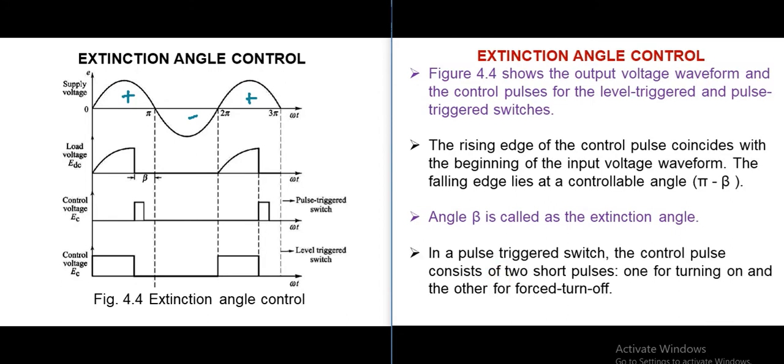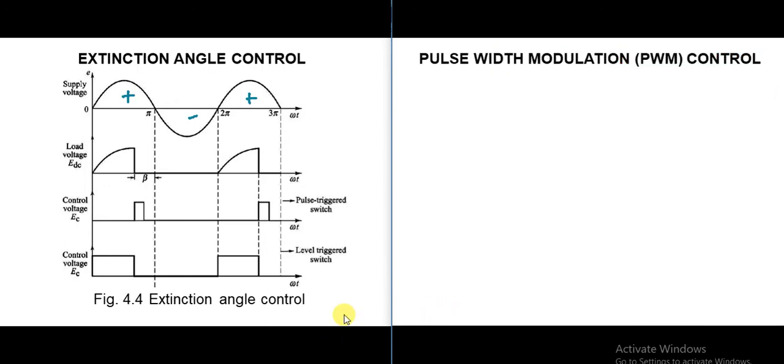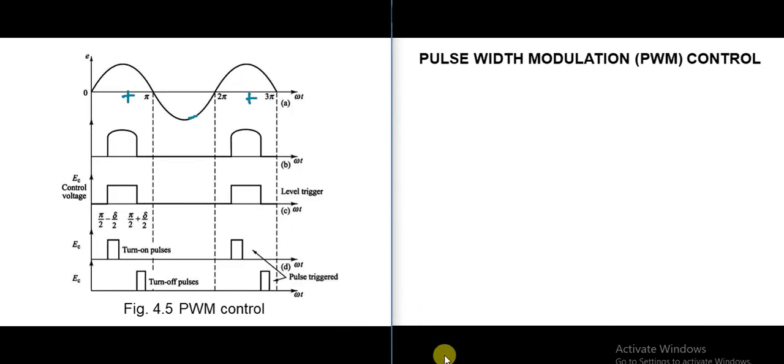In a pulse triggered switch, the control pulse consists of two short pulses, one for turning on and the other for forced turning off. Why are we calling it a forced turning off? Because once the SCR is on, it cannot turn off by itself. We have to forcefully turn it off. The third technique is pulse width control. It is also called PWM or pulse width modulation control.